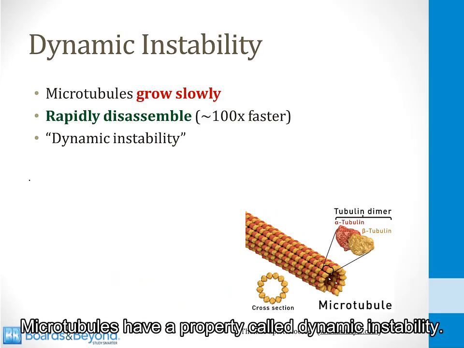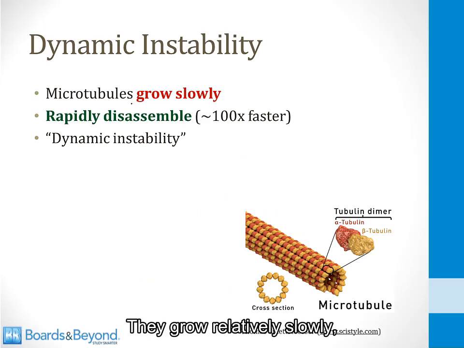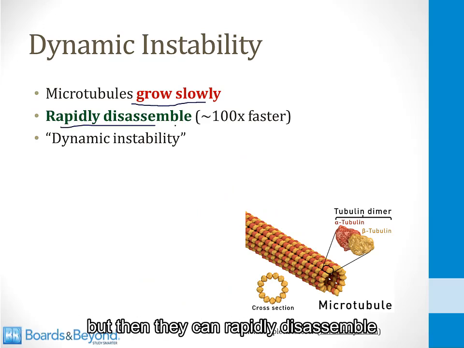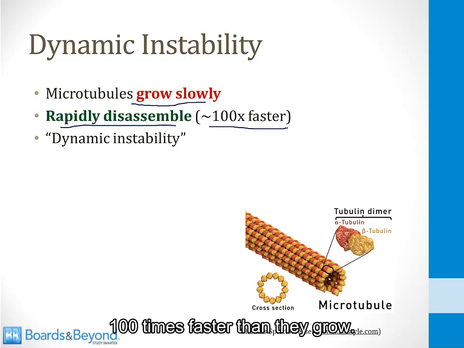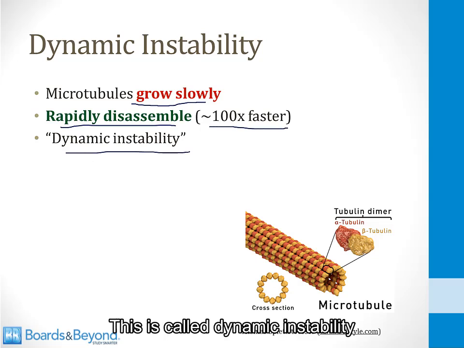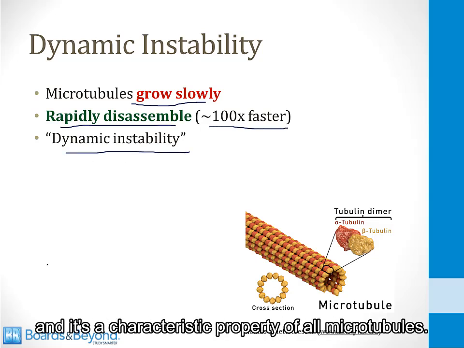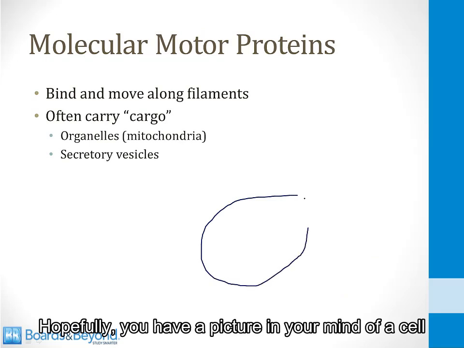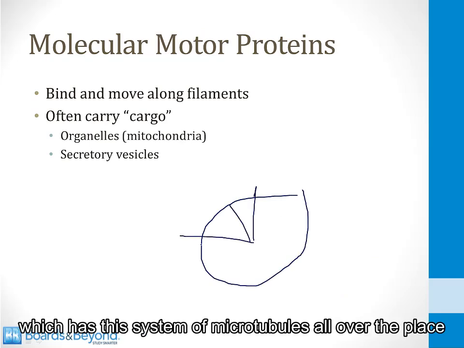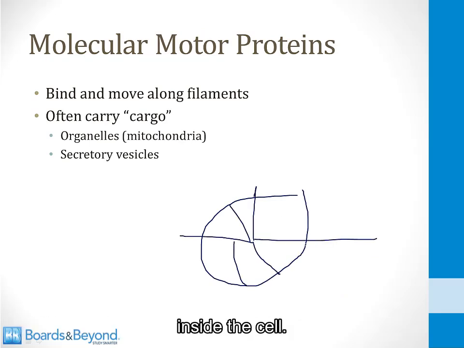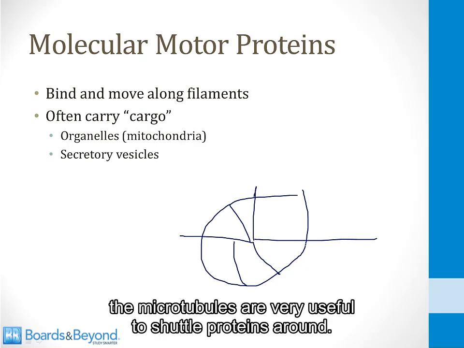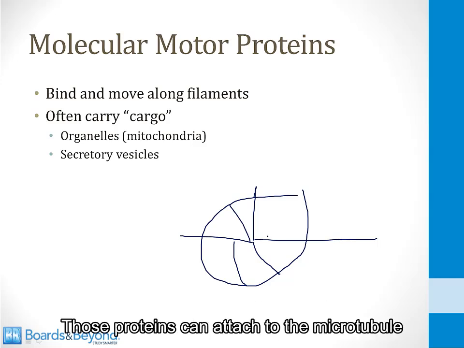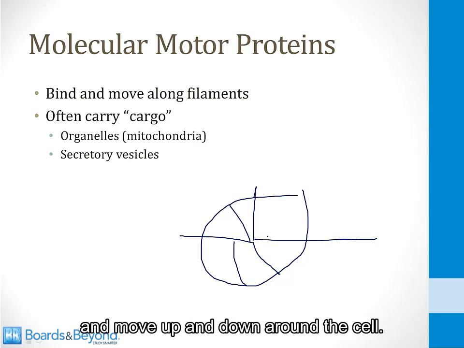Microtubules have a property called dynamic instability. They grow relatively slowly, but then they can rapidly disassemble 100 times faster than they grow. This is called dynamic instability, and it's a characteristic property of all microtubules. Hopefully you have a picture in your mind of a cell which has this system of microtubules all over the place inside the cell. For this reason, the microtubules are very useful to shuttle proteins around. Those proteins can attach to the microtubule and move up and down around the cell.